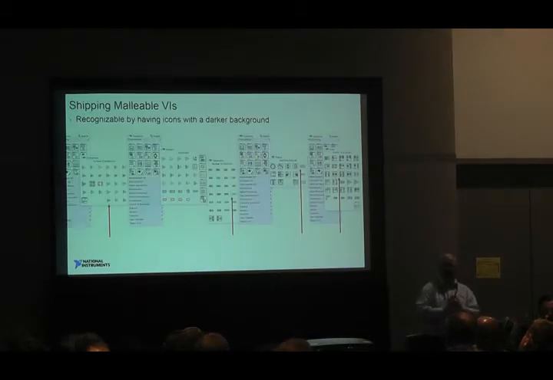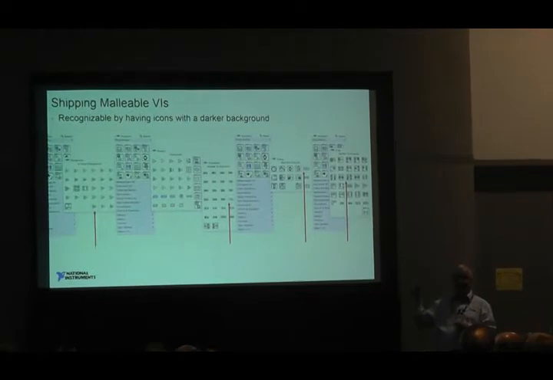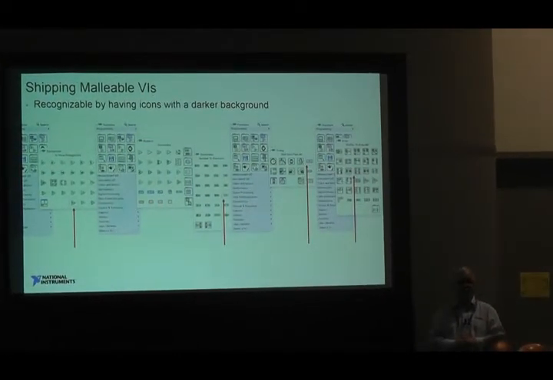All right. We actually ship some malleable VIs in LabVIEW 2017. And they're on the various palettes. And the clue that they're malleable VIs as opposed to primitives is that the color has a little darker background in it. But if you pop up on them, open them up, you can see how they're constructed inside. They look like a sub-VI.